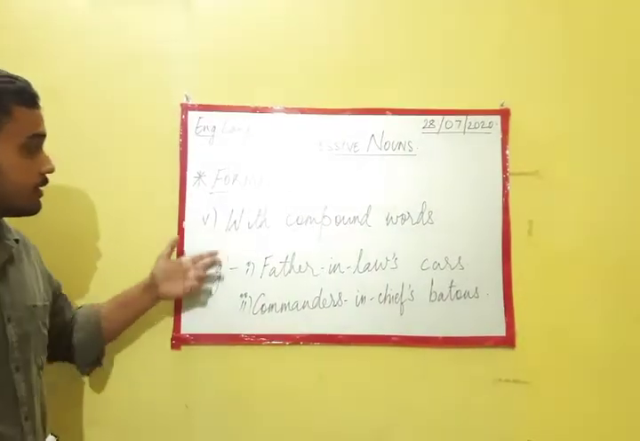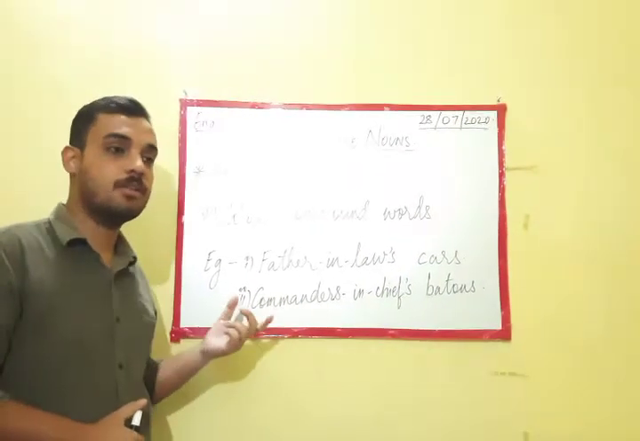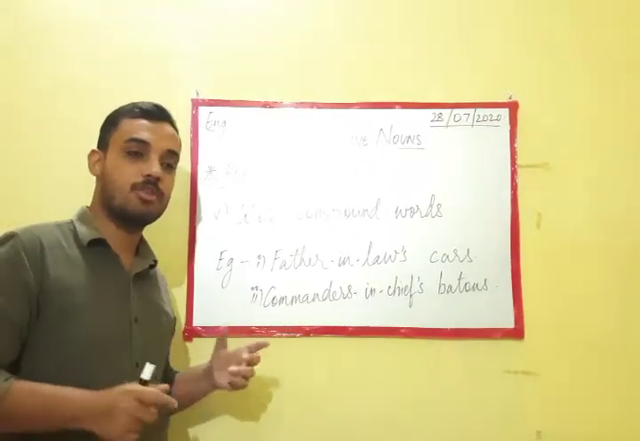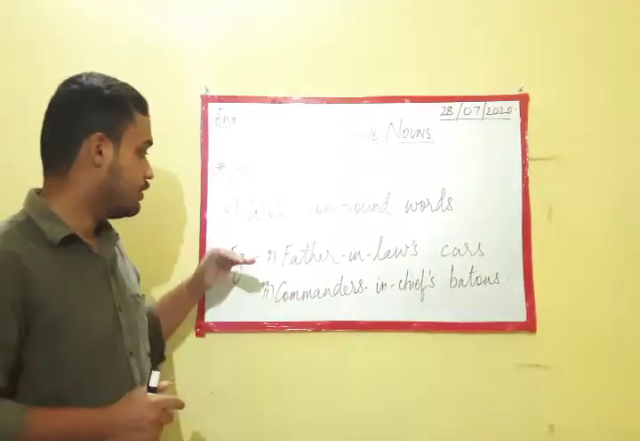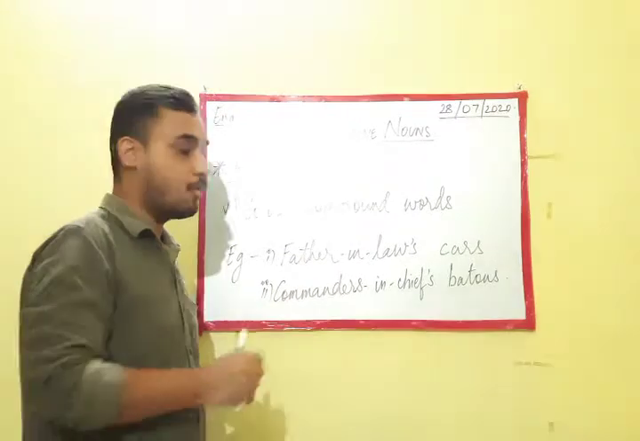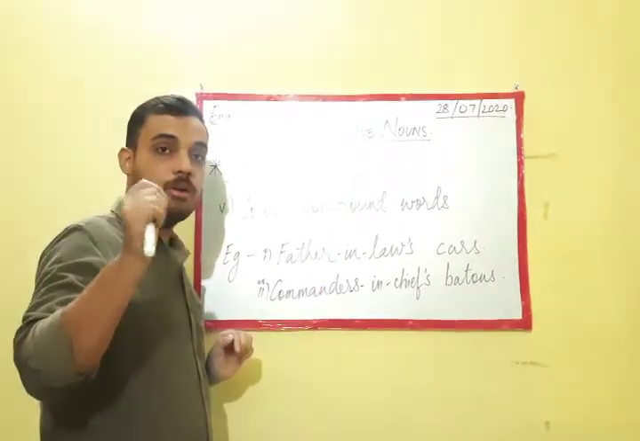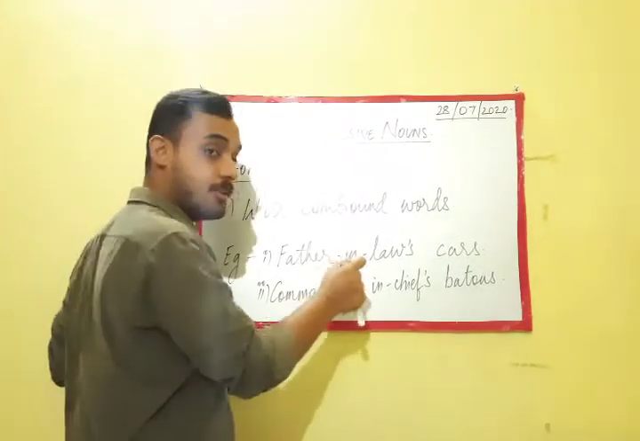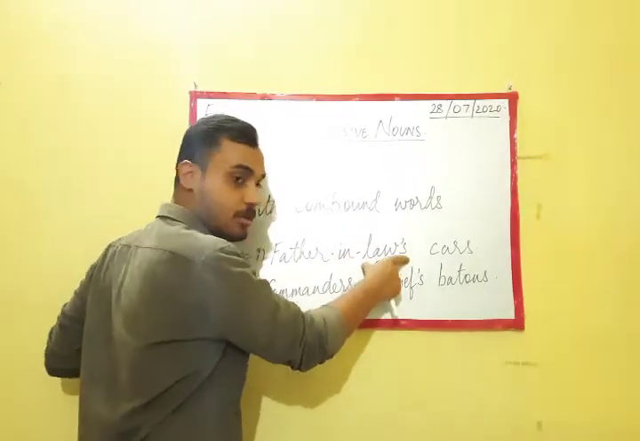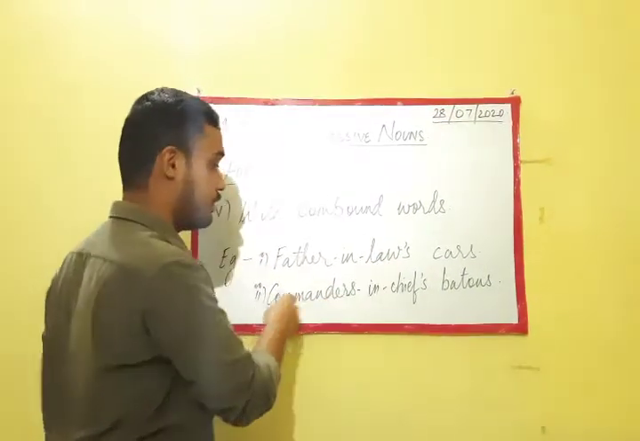Next point says, how to form a possessive noun with compound words. Compound words are a mixture of many words. Understand it with an example. Father-in-law. Whenever we write such compound words, apostrophe s will be added only to the last word to make it a possessive noun, the way I have done over here.